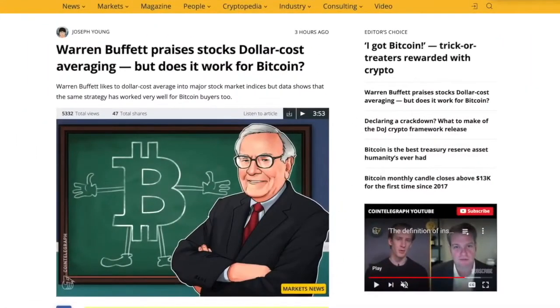Next up, I'm a big fan of dollar cost averaging. So when I saw this, I'm like, well, maybe I'm wrong. So Warren Buffett praises stocks, dollar cost averaging, but does it work for Bitcoin? Great question, right? So let's see what we got.